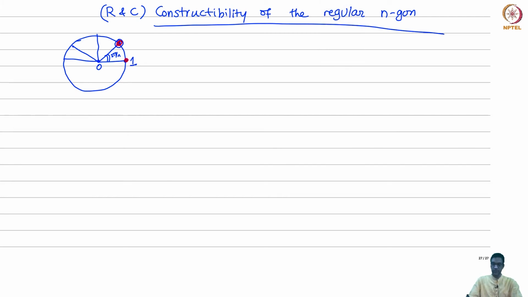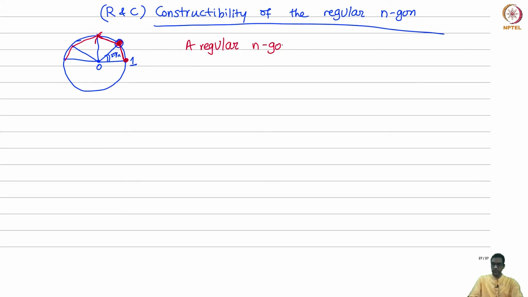I just keep my compass here, I measure this distance, and now I put the center of my compass at the next point, and then I cut out the same distance here. So that will give me the next vertex. Again, I measure the same distance, and so on. Okay, so once you know what the correct distance is of a side of a regular n-gon, you can just measure that everywhere and construct the full regular n-gon.